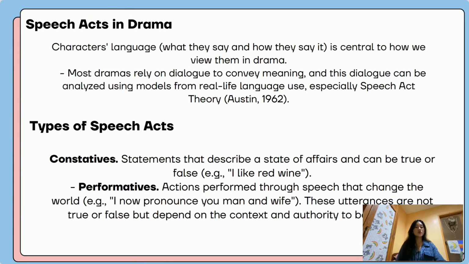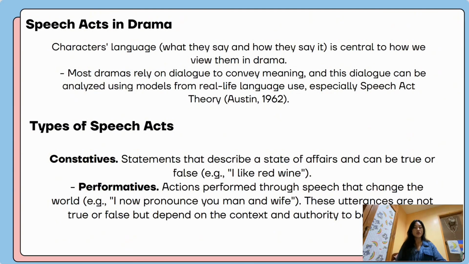"I now pronounce you man and wife." When said by someone with authority, like a priest or officiant, this statement doesn't just describe a fact, it creates a new reality, which is the marriage. It cannot be true or false in the traditional sense because it's a power that depends on the context and authority of the speaker.